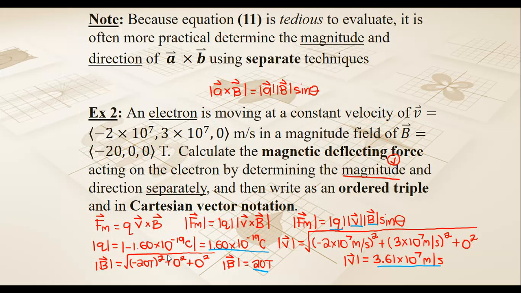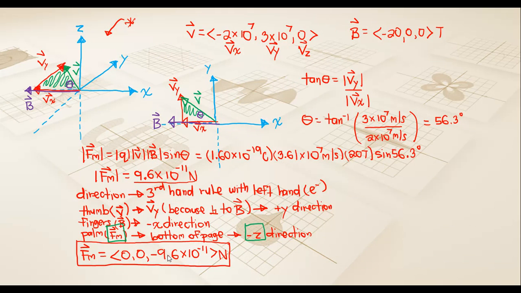Now, it also wants it written as a Cartesian vector. A Cartesian vector writes this with the special unit vectors. So Fm would be equal to the x component times the special unit vector i, plus the y component times the special unit vector j, minus 9.6 times 10 to the negative 11 newtons. Oh, let's not write the units here yet. Let's get rid of that.